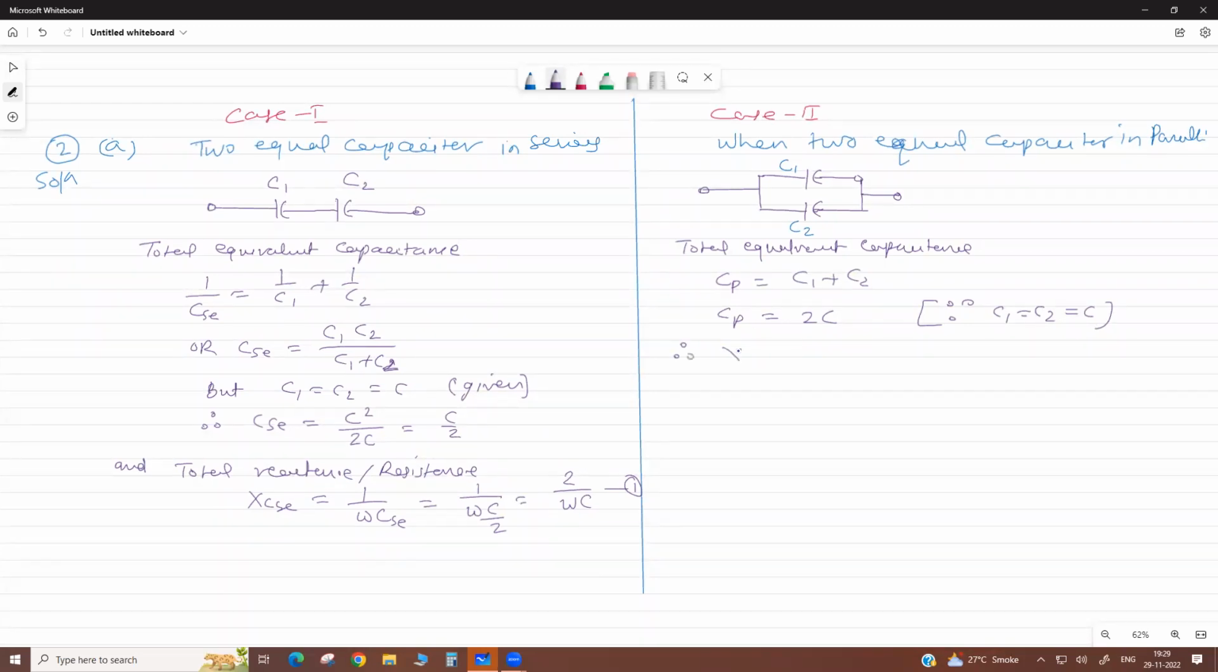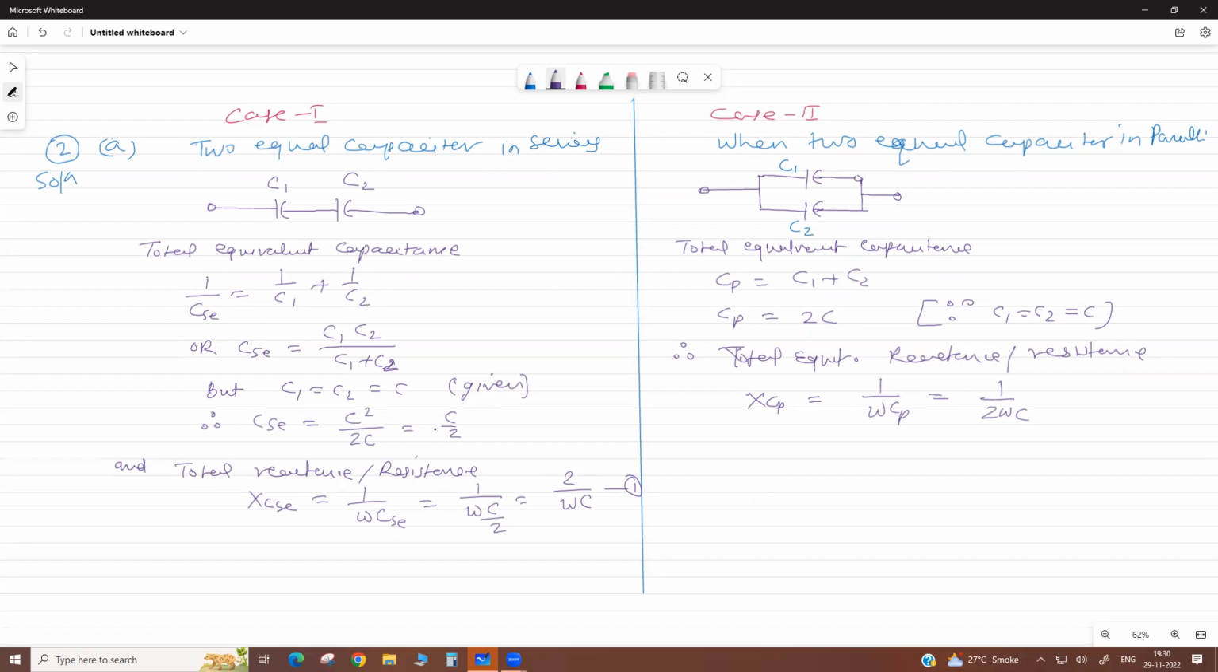Therefore, the total equivalent reactance or resistance in the parallel circuit, XCP, equals 1 by omega CP, where the value of CP is 2C. It means 1 by 2 omega C. So my dear, capacitance is more in parallel and total capacitance in series is less.